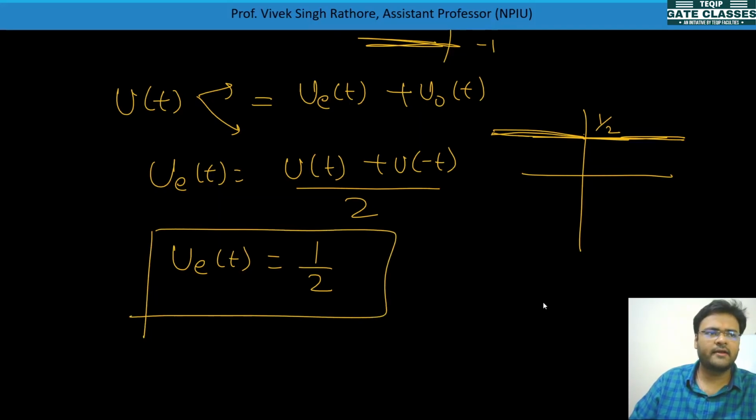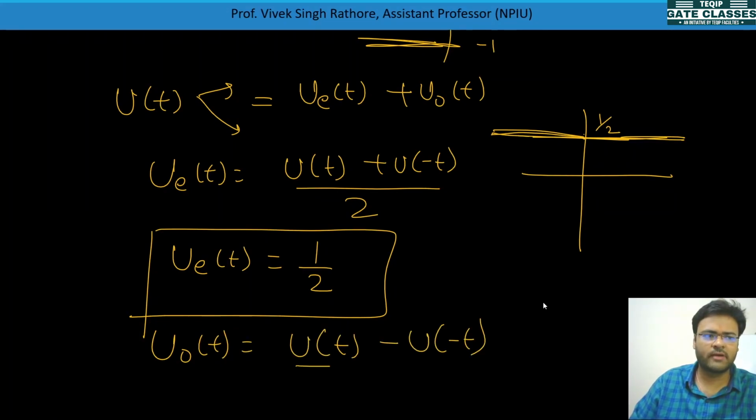So u e of t will be the half value, and u o of t, that is the odd part. For the odd part, what you need to do is u of t minus u of minus t by 2. If you want to plot it, you can plot it. See, u of t is like this, u of minus t is this one, and the negative portion will be this one.